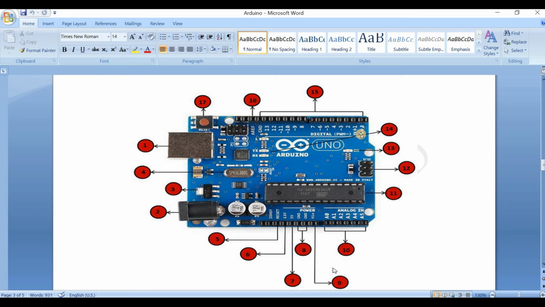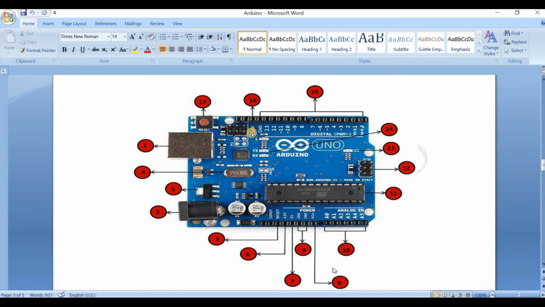Pin 0 and pin 1. These pins are used for serial communication, where pin 0 is the RX pin and pin 1 is the TX pin. Next, here come the PWM pins. There are 6 PWM pins, where PWM means pulse width modulation. The PWM pins among the digital pins are 11, 10, 9, 6, 5 and 3. We can produce an output voltage between 0 volts and 5 volts using these pins.